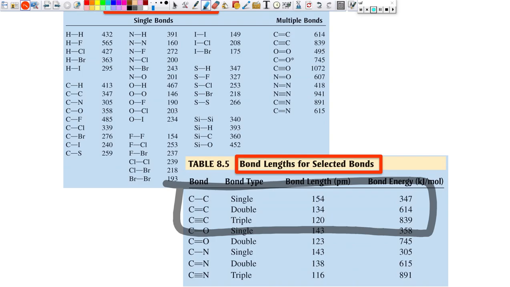Now, go back to the middle column. Someone relate bond energy and bond type to the bond length. Say it. The more bonds you have, the shorter the length gets.